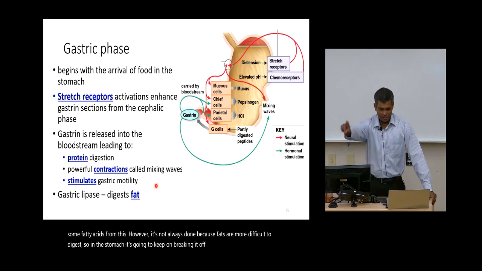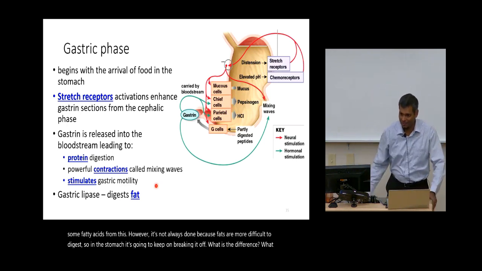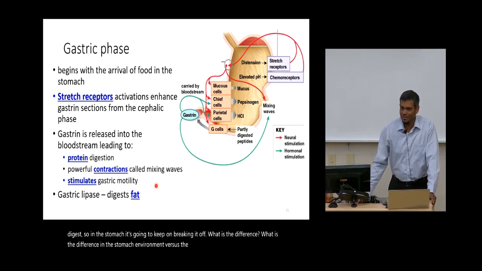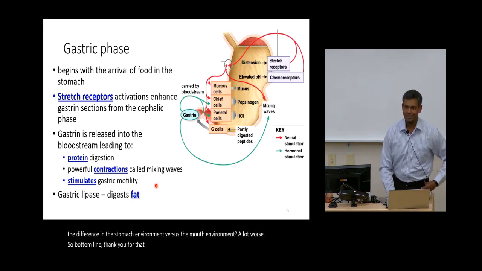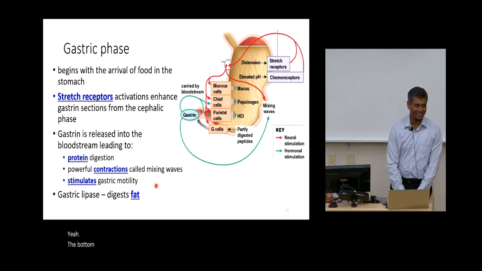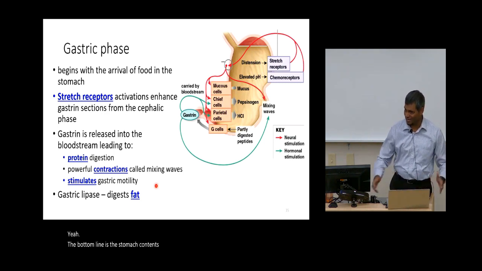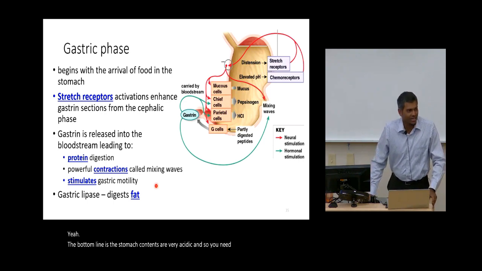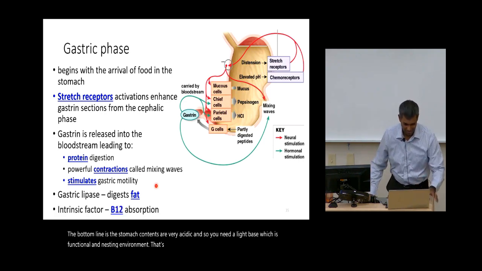What is the difference between the stomach environment versus the mouth environment? A lot more acidic, right? So bottom line, the stomach contents are very acidic, and so you need lipase which is functional in an acidic environment, and that's why you need gastric lipase.